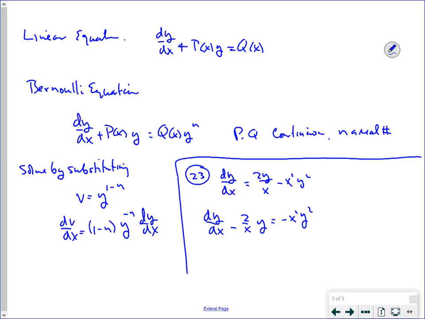So p of x, I'll bring that 2y over x term over, the y to the first power. So p of x is negative 2 over x, and over here q of x is negative x squared, and n equals 2. What we're going to do is make this substitution, since this looks like a linear equation. When we make this substitution, we can fiddle around with it and make it into a linear equation and solve it that way. So we'll at least get this started here.